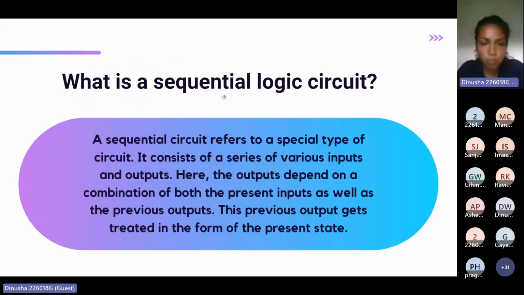Now Senali will explain what sequential logic circuits are and what their uses are.